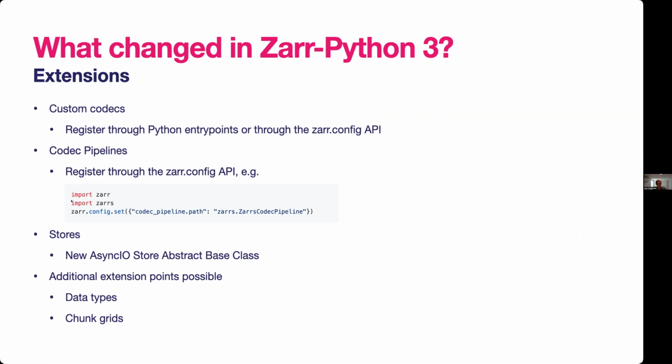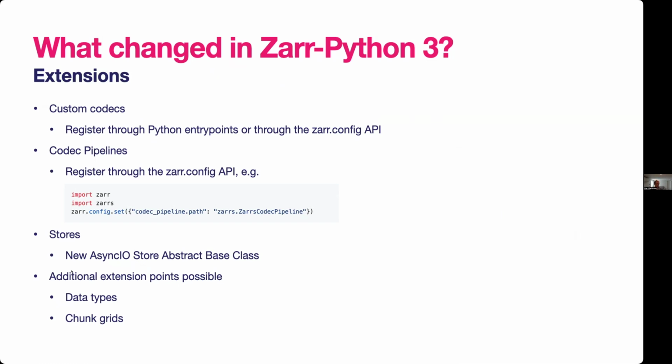You can also register entire codec pipelines. The pipeline is the thing that takes a NumPy array, turns it into bytes, compresses it, and then passes that data on to the store. There's a built-in codec pipeline today in Zarr Python, but you can bring your own. I'll show an example here in a bit where the Python wrapper around the Zarr Rust library has been used to create its own codec pipeline and then plug that into Zarr Python, and I'll show the results. They're pretty cool. And then I've already talked about stores.